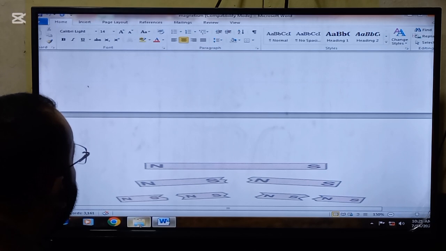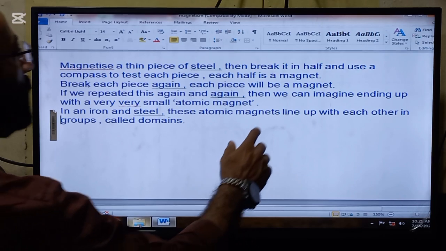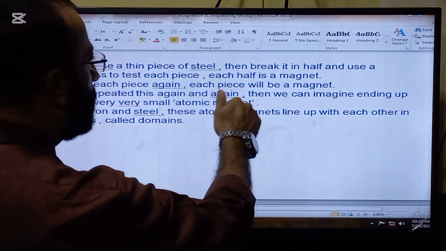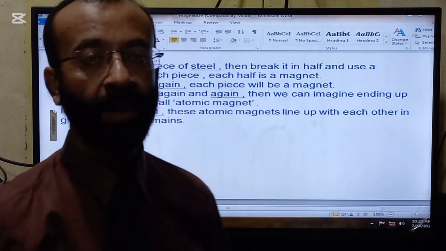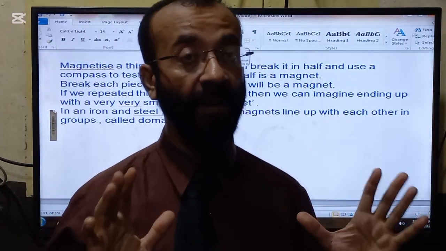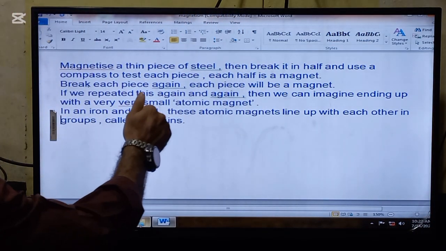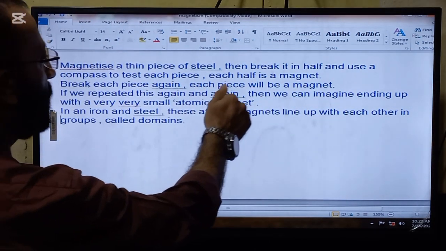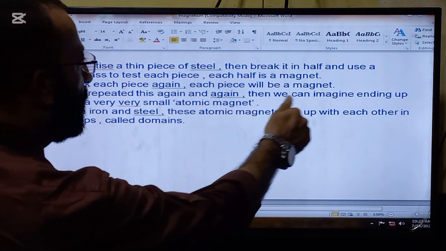Magnetize a thin piece of steel, then break it in half and use a compass to test each piece. Each half is a magnet. So this is a very important point to remember: if we break a magnet, each piece will become a magnet. So this is the explanation. Magnetize a thin piece of steel, then break it in half and use a compass to test each half. Each half is a magnet. Break each piece again, and each piece will be a magnet.